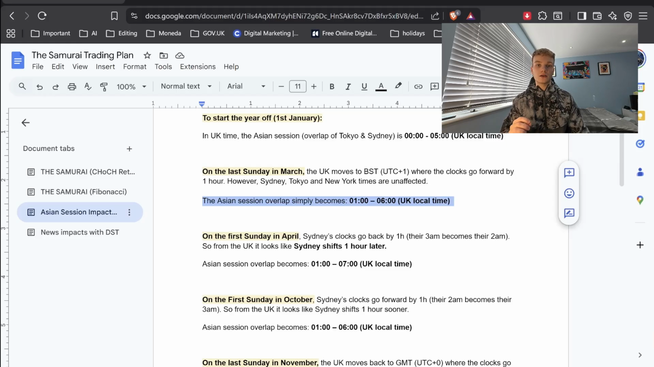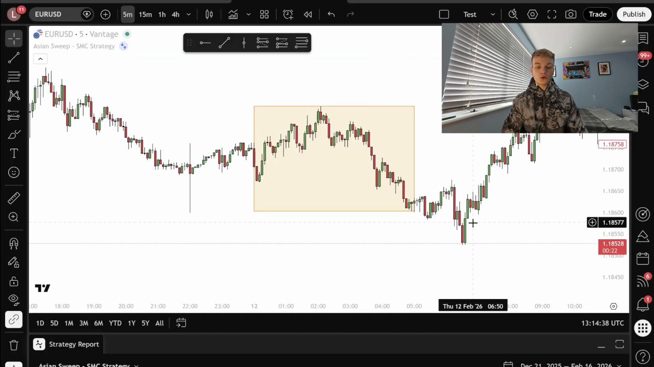AM UK local time. So all I'd simply do is, if I was using an indicator like I am, because I trade the Asian session liquidity sweeps through something called the Samurai, which is our personally built plug and play strategy of confluences put into a nice and easy to use indicator. So I don't have to do any of the charting myself. All of this is plotted onto the graph.